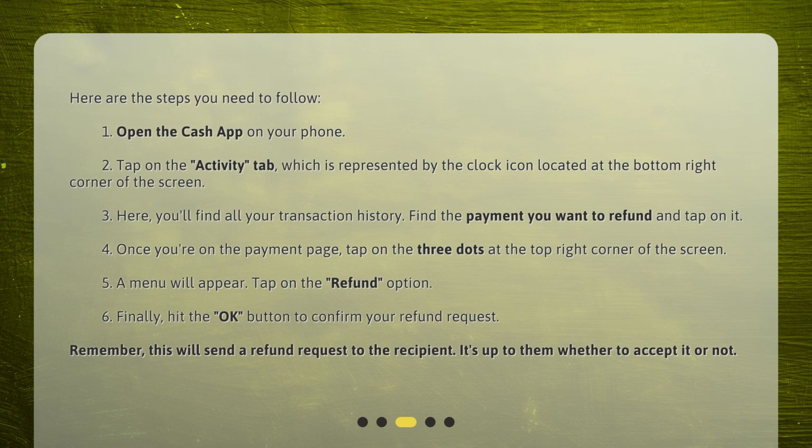4. Once you're on the payment page, tap on the 3 dots at the top right corner of the screen. 5. A menu will appear. Tap on the Refund option. 6. Finally, hit the OK button to confirm your refund request. Remember, this will send a refund request to the recipient. It's up to them whether to accept it or not.